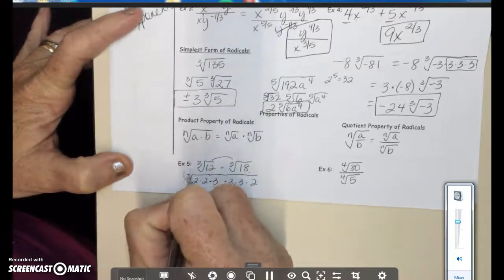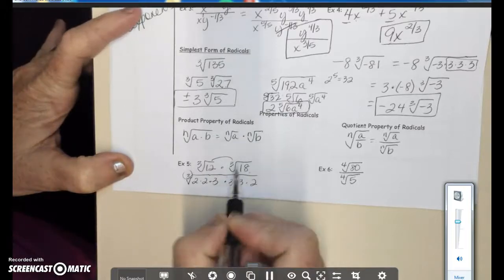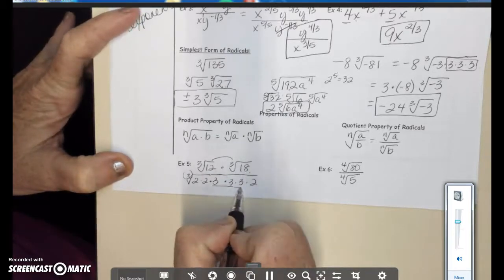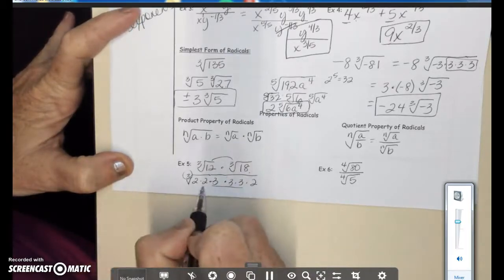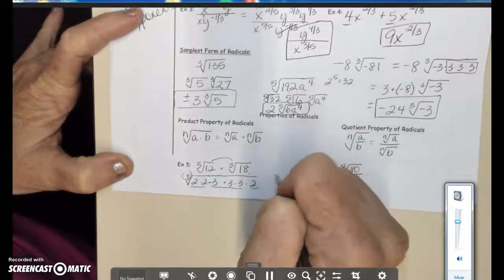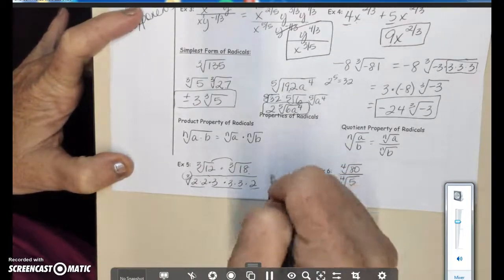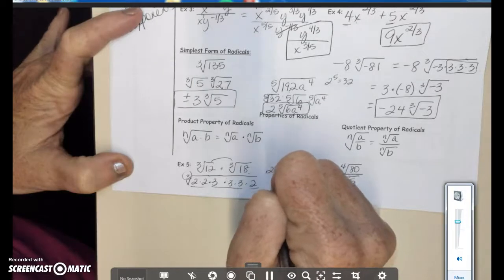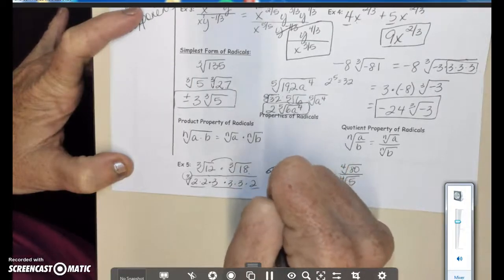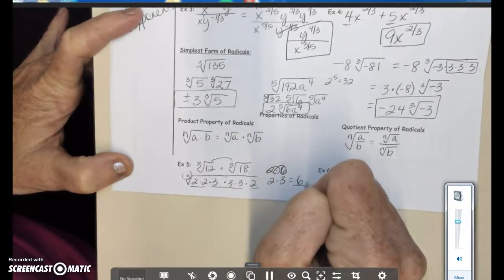Because it's a third root, I'm looking for sets of 3. Well, the nice thing is I've got 3 to the third, I've got three 3s and three 2s. So that is going to simplify because I've got 3 of each of them. That's going to break down to 2 times 3, which is going to give me 6.